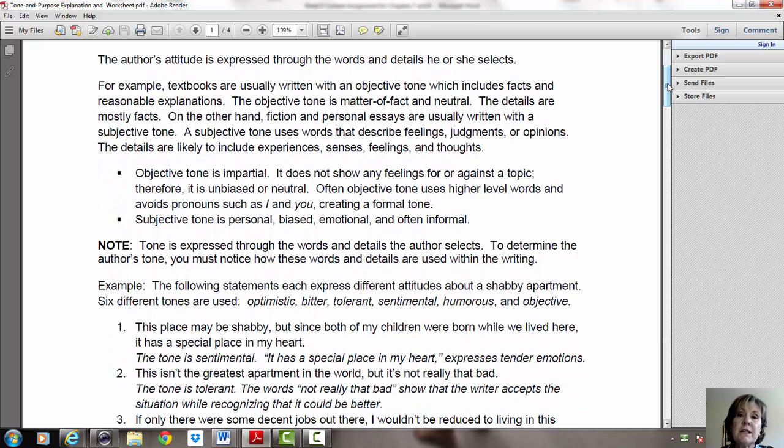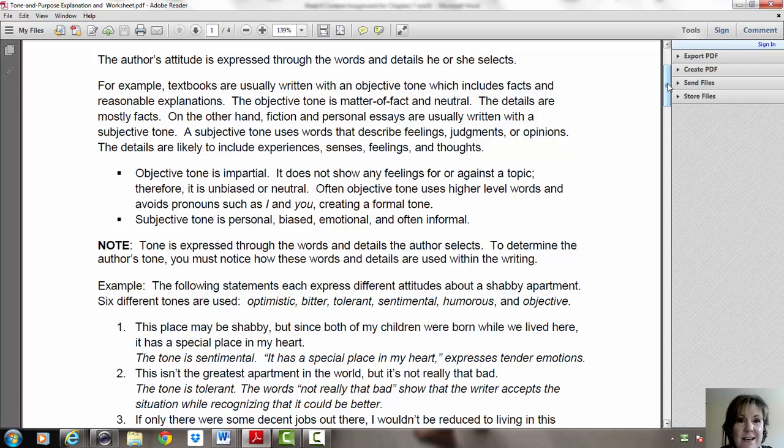Textbooks are usually written in an objective tone because they include facts and reasonable explanations. The objective tone is matter-of-fact and neutral. The details are mostly facts.